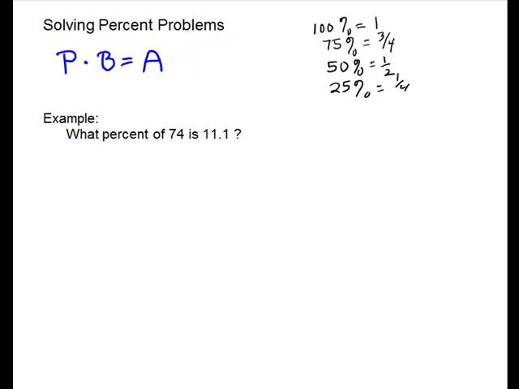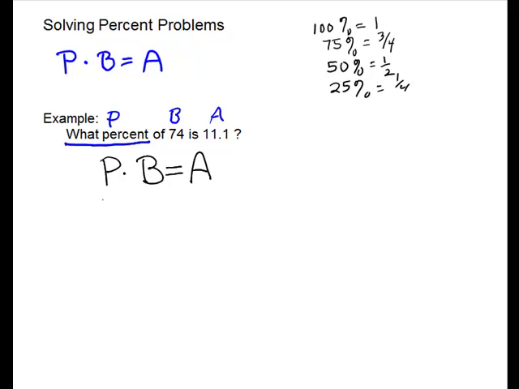For our next example, what percent of 74 is 11.1? So we'll write our formula, P times B equals A, and then we'll find our pieces. So first we'll look for the percent. This time that's going to be our unknown. What percent? Keep reading. Right after the percent should be your base. What percent of 74, so 74 is going to be your base. Here's your is. And the A this time is on the end of the problem. Remember, it can be at the beginning or the end.